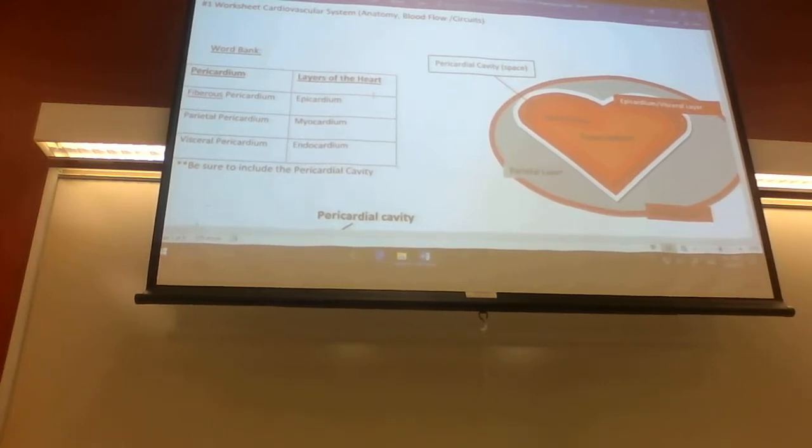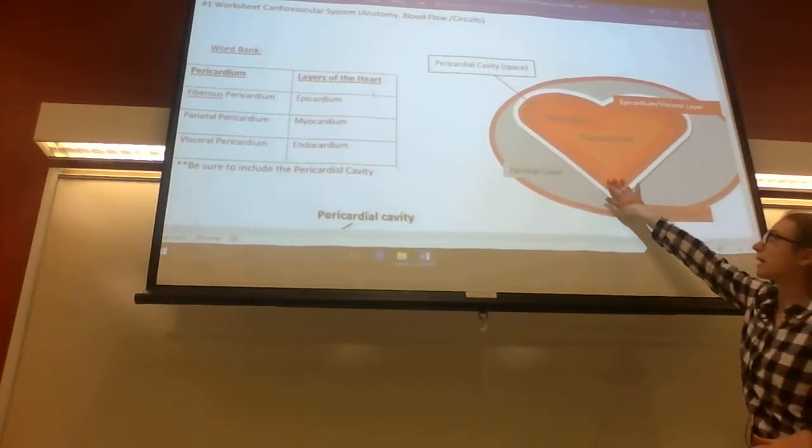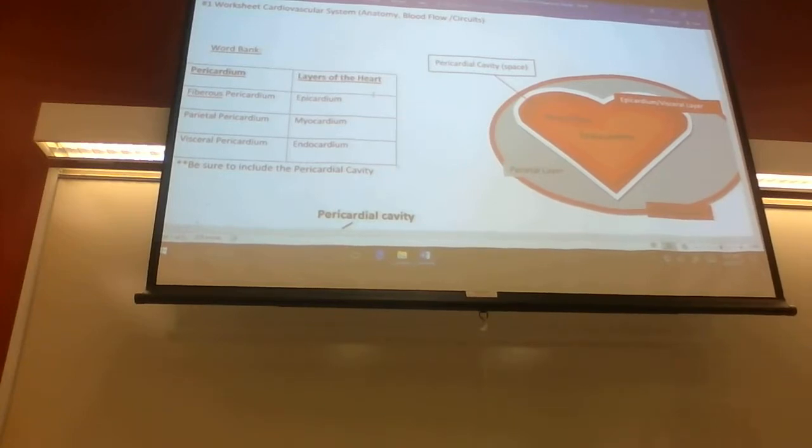So basically, the innermost layer of the heart is called the endocardium. So it's on the inside. On the outside of the heart is the myocardium, and myo means muscle. The next layer is the epicardium, also known as the visceral layer. The takeaway is that the epicardium and visceral layer are the same layer, just a different name. Visceral kind of means organ, and epi means above.